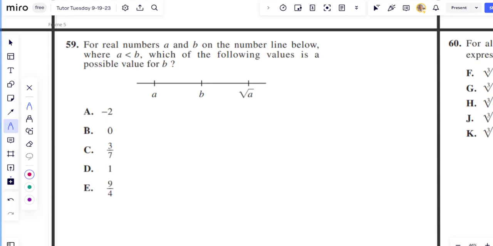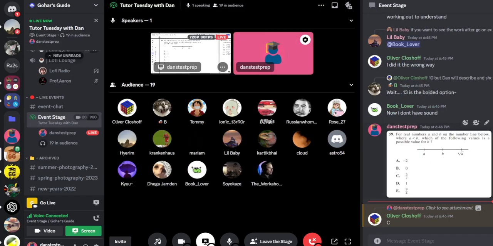Number 59 says, for real numbers a and b on the number line below, where a is less than b, which of the following values is a possible value for b? That's real interesting, right? The number line goes from smallest here to largest here. So how is it possible that the square root of something is larger than the original number?